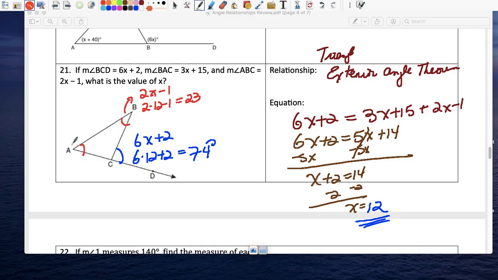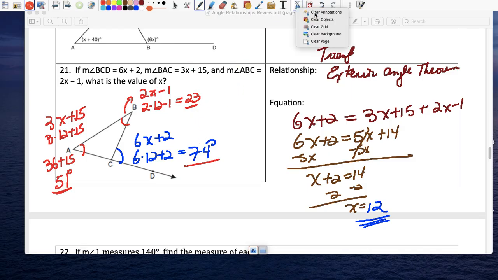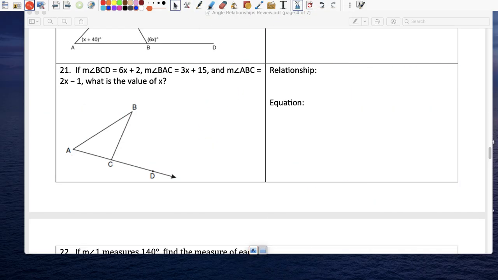This angle right here is 3x plus 15, or 3 times 12 plus 15. 3 times 12 is 36, plus 15 is, I don't know, 41? No, 51 degrees. So if I add 51 and 23, do I get 74? I do. Thank you. Which means we are good. Wow.